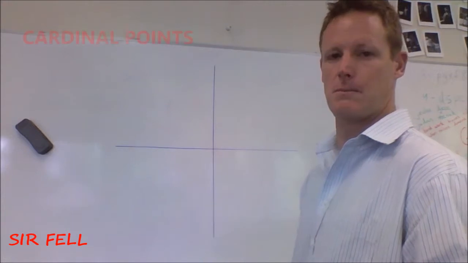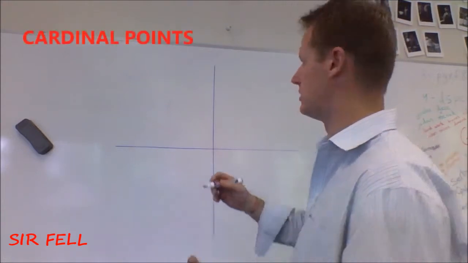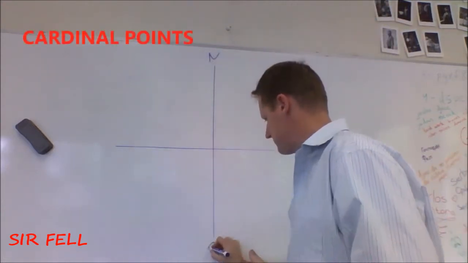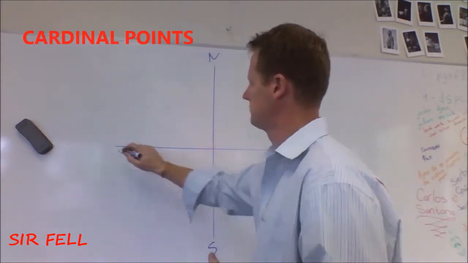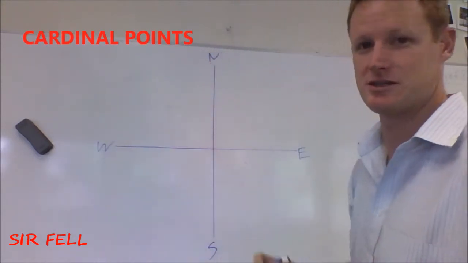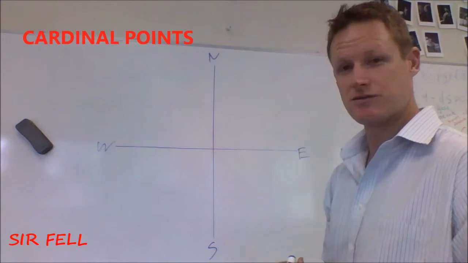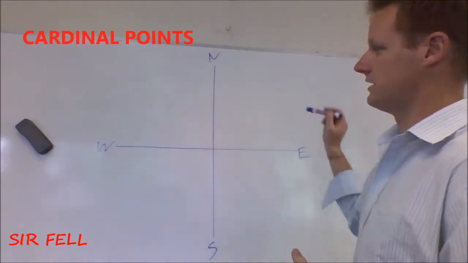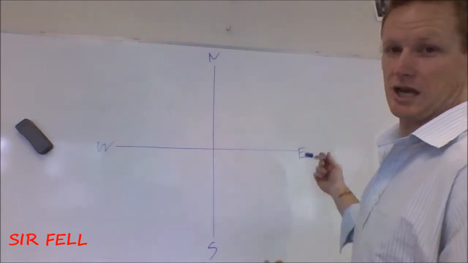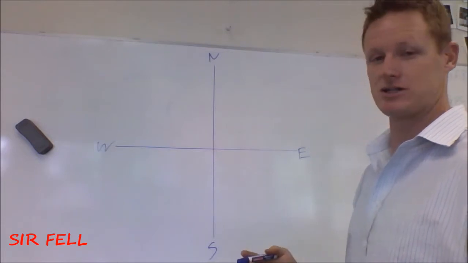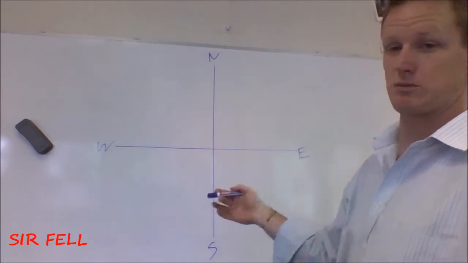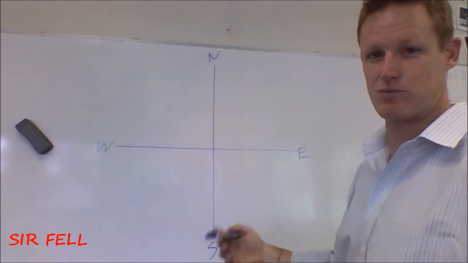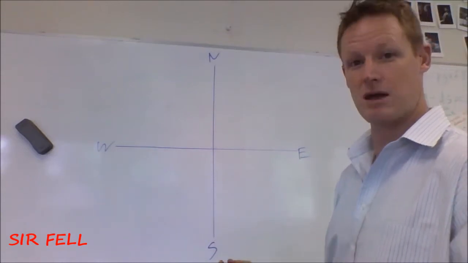You start off with your basic cardinal points, and those are north, south, east, and west. Now, there's many ways of knowing that. You can remember it: never eat silkworms, naughty elephant spray water. Some guys go as far as to say never ever smoke weed, or never ever slap women. The important thing is that you remember it.